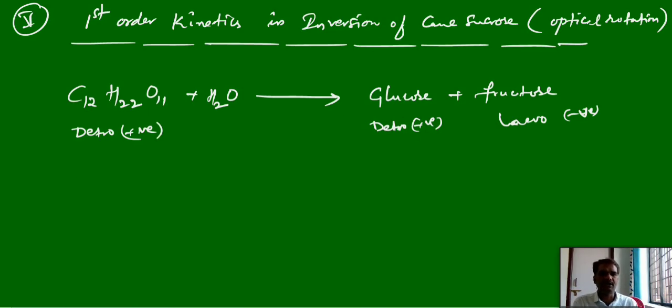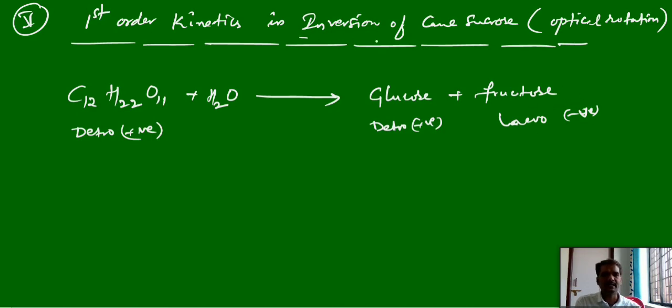Based on the optical rotation, now we can monitor. Initially at time t equal to 0, we have completely sucrose only, you will get dextrorotatory, positive rotation, but after some time slowly glucose and fructose can be formed. Now for the optical rotation, we have to take the total rotation of the sucrose left, glucose formed and fructose formed. But here the optical rotation of fructose is more negative compared to the glucose and sucrose. So overall optical rotation will become negative. Initial optical rotation is positive for the sucrose, but finally after formation of fructose the optical rotation will become negative.